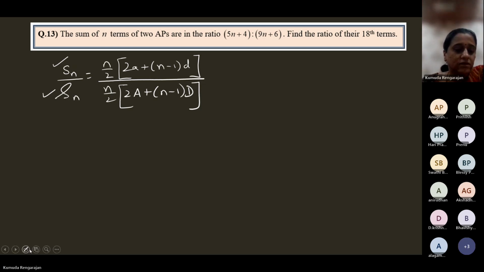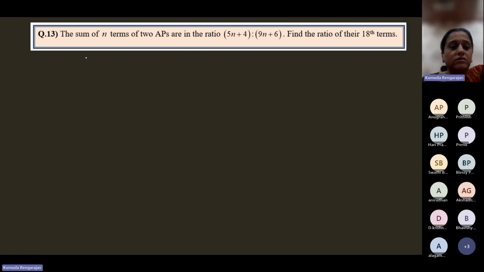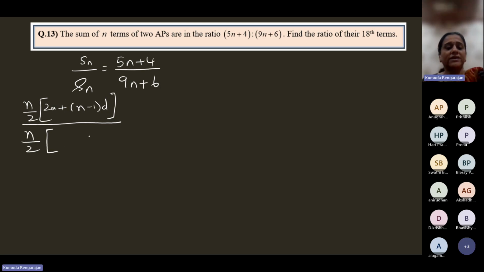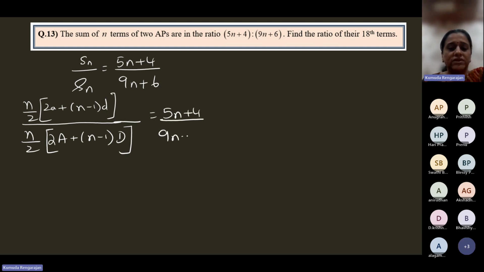Okay. Let me write it like this. Sn by Sn is given to be 5n plus 4 divided by 9n plus 6. So the numerator Sn is n by 2 of 2a plus (n minus 1) into d. Denominator Sn, capital letter A and capital letter D. So (2a plus (n minus 1) into d) by (2A plus (n minus 1) into D) is equal to (5n plus 4) by (9n plus 6).